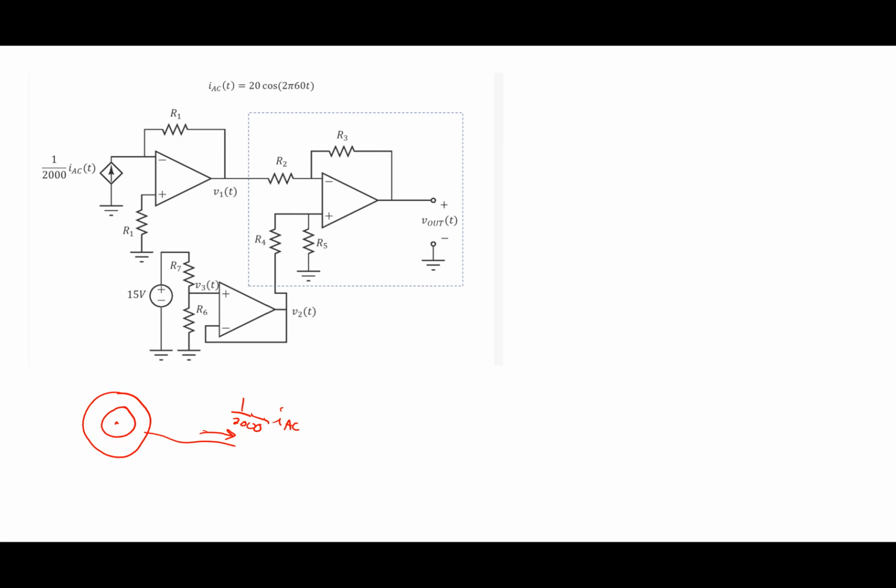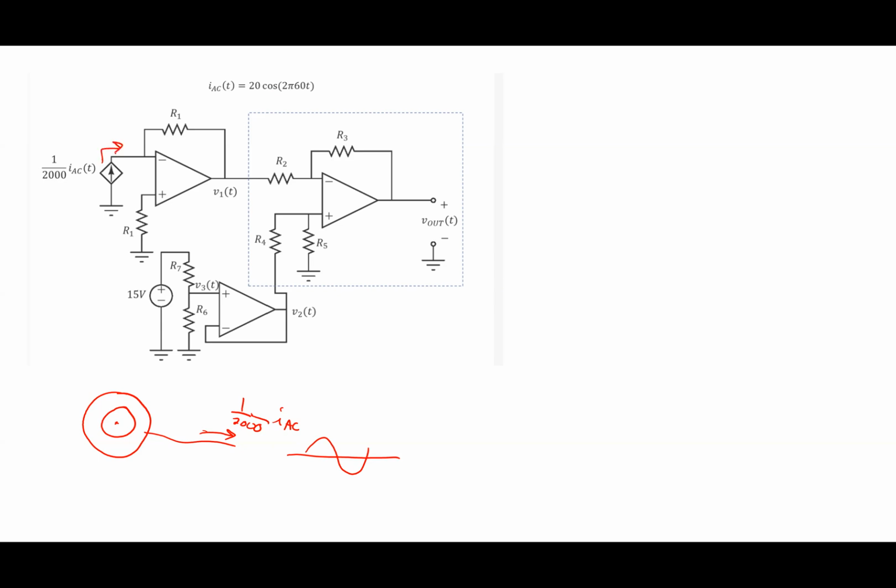All right, so 20 cosine 2 pi 60t. Basically, what this is, is 3 op-amp circuits together. There's the one in the box, and then there's the other two. The way I approach this problem is I say, this current coming out here would be AC, and it would be 1/2000 times this thing right here. So 1/2000 times that is the current that is flowing right here.